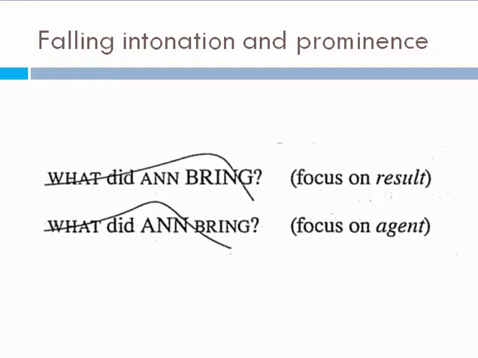Now, falling intonation and prominence. Depending on the element you emphasize in the sentence, the meaning is going to change. What did Anne bring? The focus is on the result. Someone brought something. What did they bring? But if I change the focus, I'm going to have a different meaning. What did Anne bring? Here the focus is on the agent. Somebody brought something. I want to know what Anne brought.